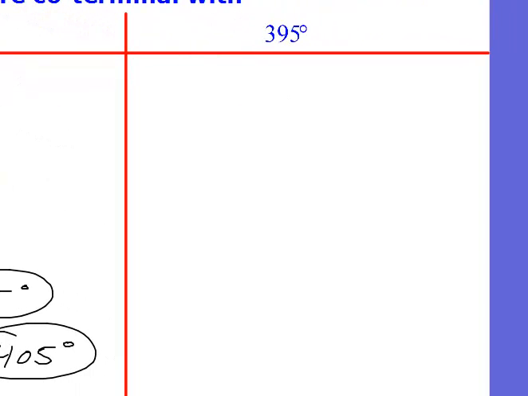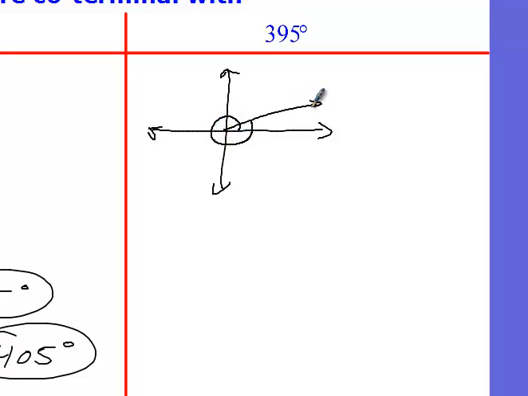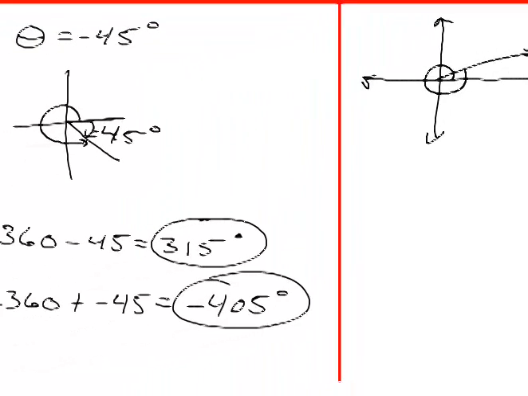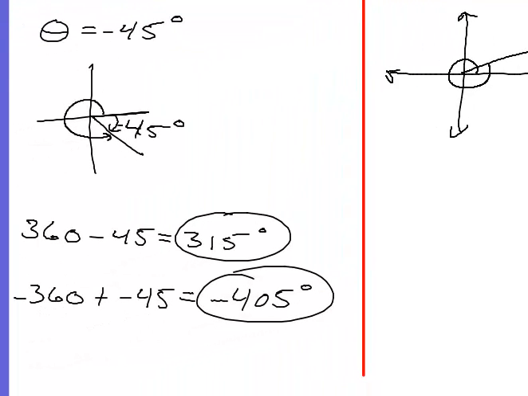So what about 395? What quadrant is this in right now? It'll be in the first, right? It's actually one full rotation plus a 35-degree angle, right? Everybody okay with that? So we're going one full rotation plus 35 degrees to get to my 395. So if you look over here, what did I really do? I took the angle they gave me of negative 45, and what did I add to it? 360.